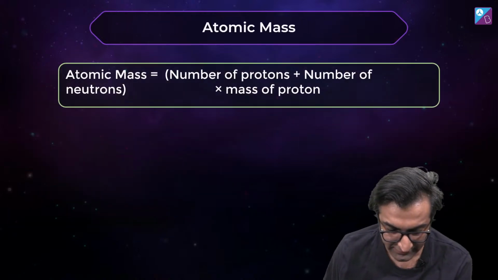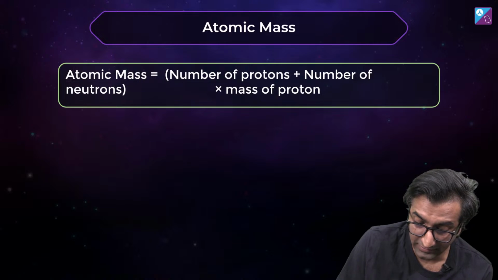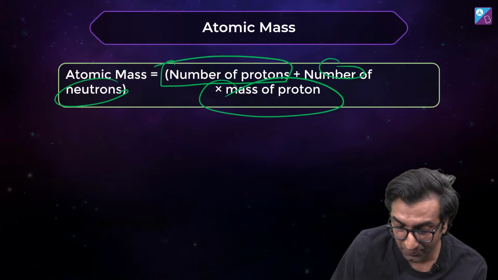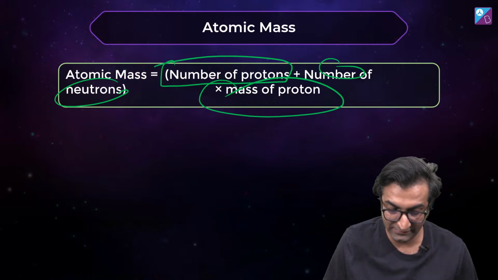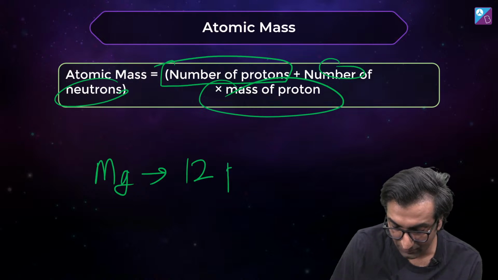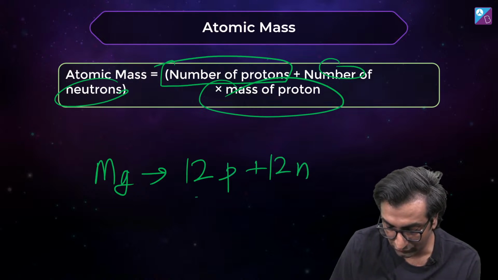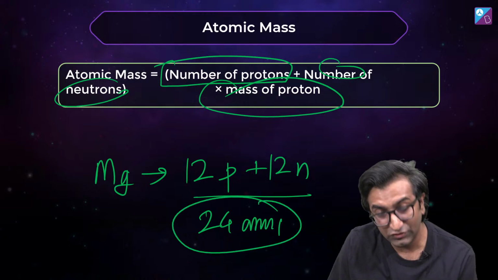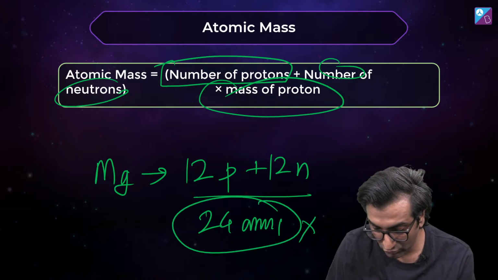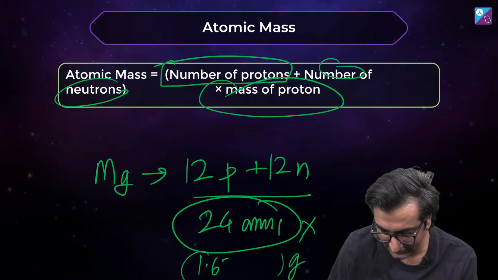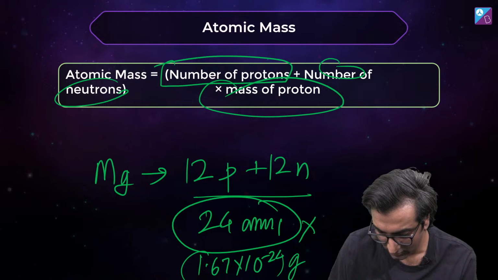And then atomic mass is interesting. It's going to be number of protons plus number of neutrons into mass of a proton. Now till now I've been saying that magnesium is what? Magnesium is 12. It's got 12 protons, it's got 12 neutrons. So its mass becomes 24 atomic mass unit, right? But what is its actual mass? Into whatever that mass is in gram of 1 AMU. How much was that? 1.67 into 10 power minus 24 gram.